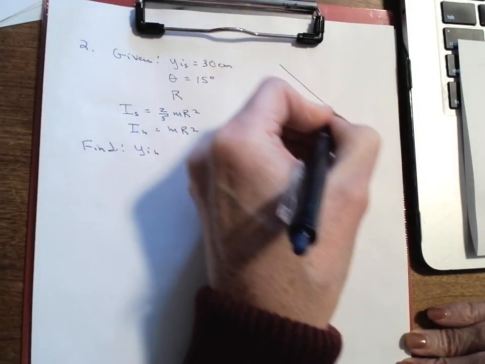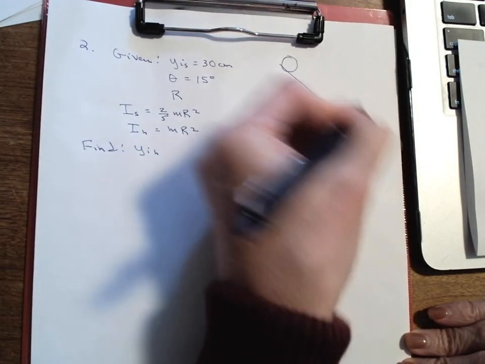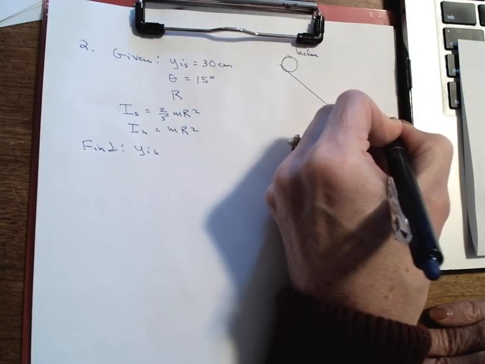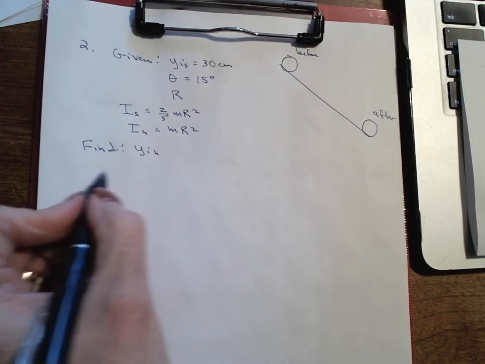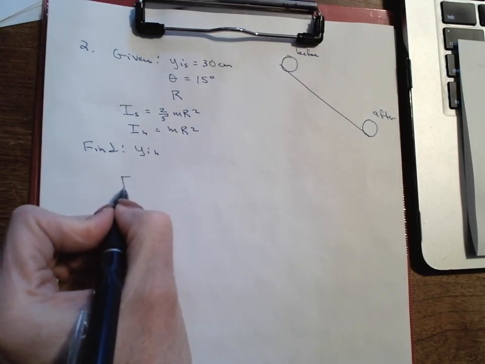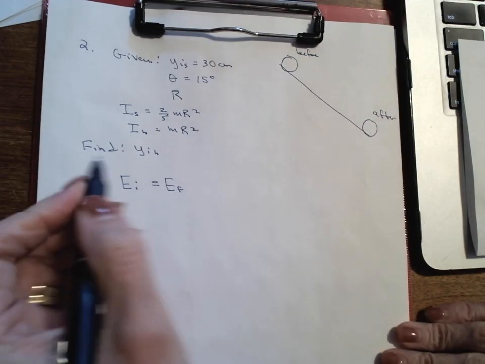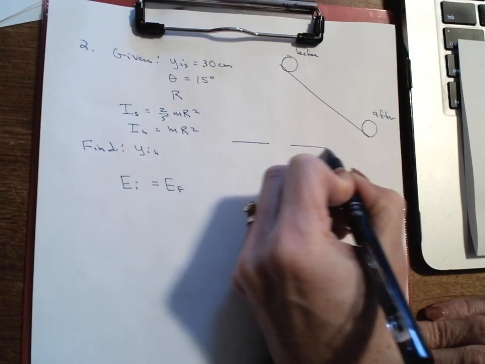All right, so this is our figure. This is before and after. And this is an energy problem, so we're going to be using energy. So Ei is equal to Ef. And if we just do a quick energy bar chart, we're just going to do a before and an after.